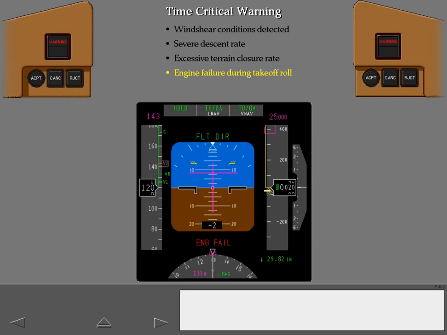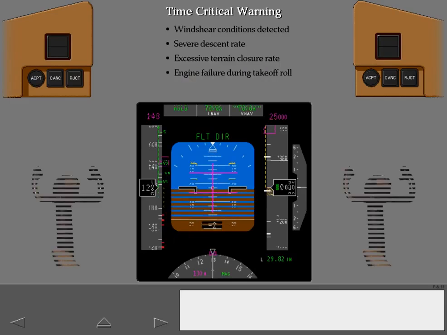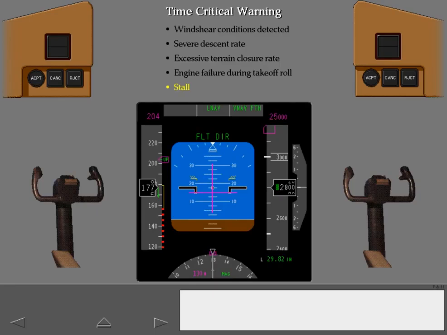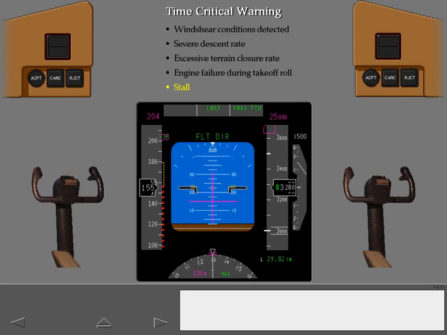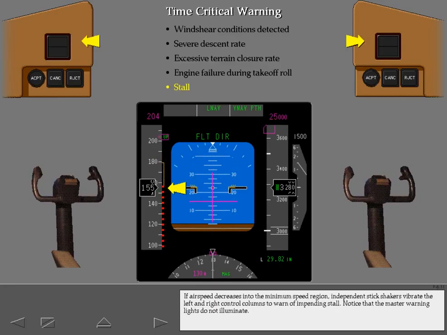Engine fail. If an engine fails during the takeoff roll between 65 knots and V1, the engine fail time critical warning activates. If airspeed decreases into the minimum speed region, independent stick shakers vibrate. Lights do not illuminate.